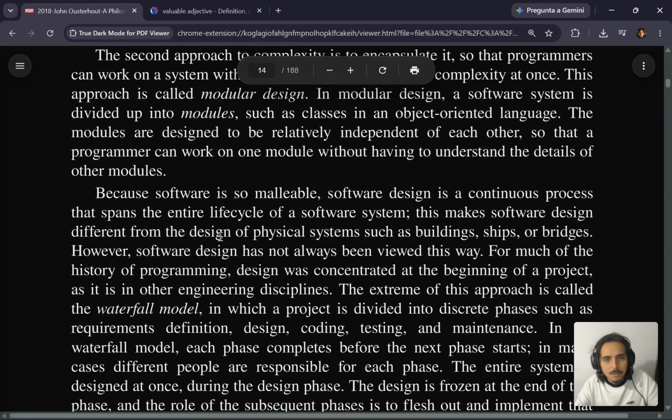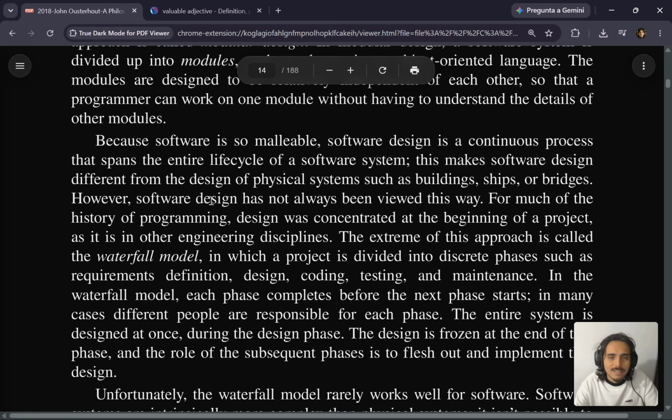Okay, because software is so malleable, software design is a continuous process that spans the entire life cycle of a software system. This makes software design different from the design of physical systems such as buildings, chips, or bridges. However, software design has not always been viewed this way. For much of the history of programming, design was concentrated at the beginning of a project, as it is in other engineering disciplines.